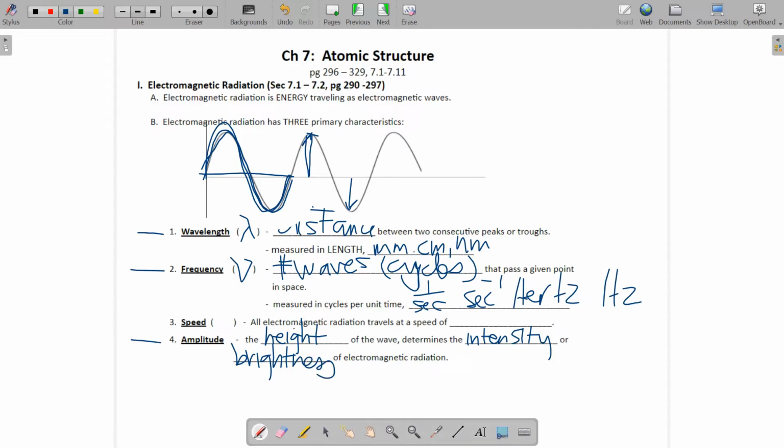The one that I didn't talk about was speed. Speed is c, and all electromagnetic radiation travels at the speed of light. And that is 3.00 times 10 to the 8th meters per second. Okay? Now, what I'm going to show you, nope, not yet. Sorry, I got a little bit ahead of myself.